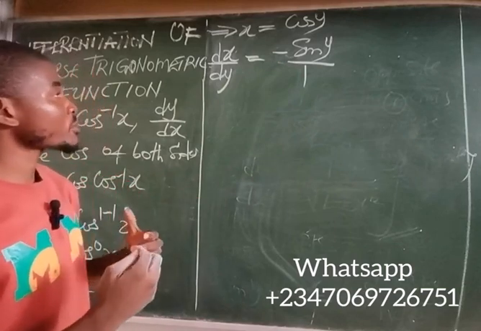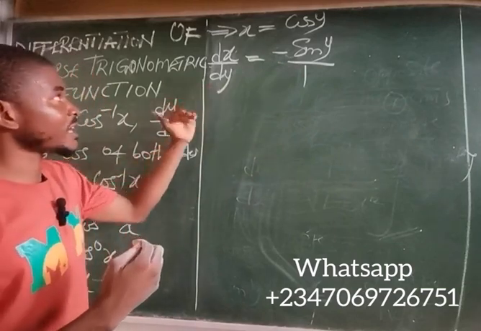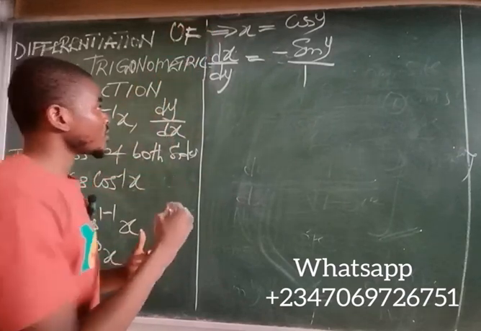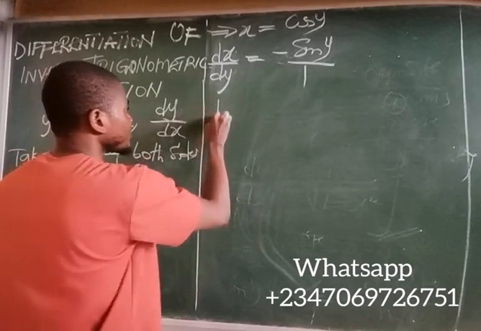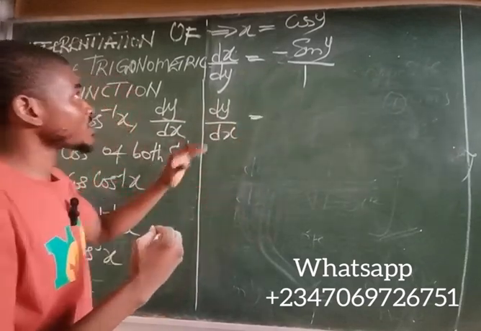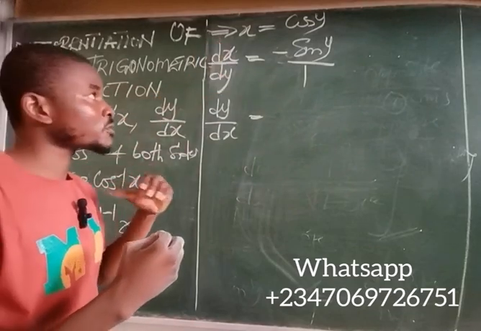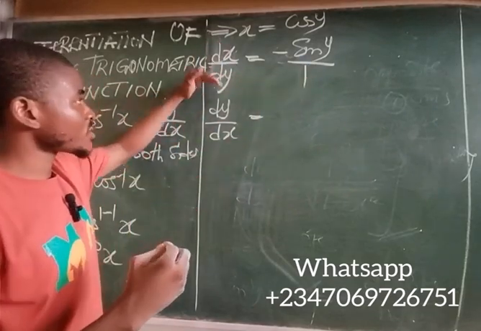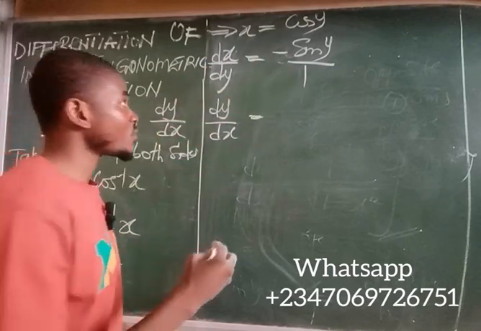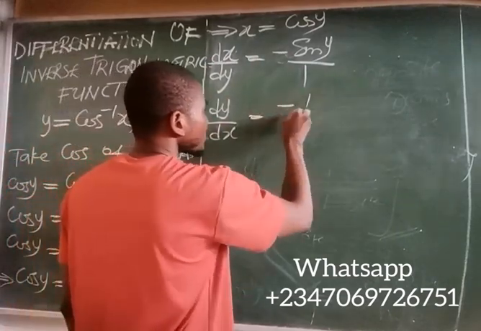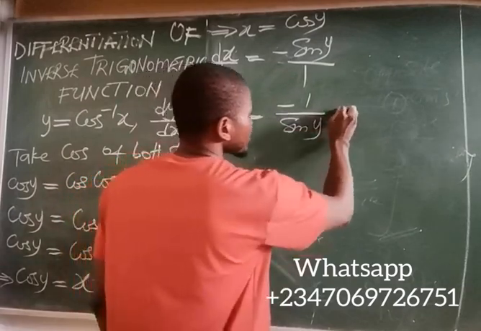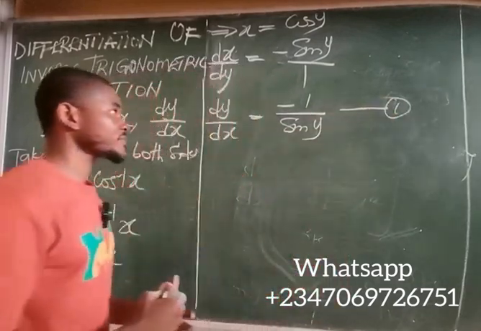All right, so the purpose of this is actually to be able to find dy/dx, but because here I have dx/dy, now taking the inverse, I will have dy/dx equal to, and whatever I do to the left hand side of the equation must be done to the right hand side. Since I took the inverse here, I'll also take the inverse here, and that will give me minus 1 all over sine y. So let's call this equation 1.